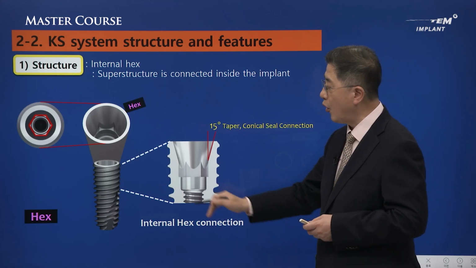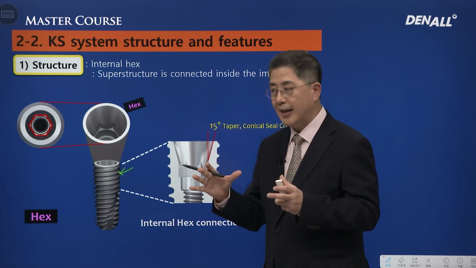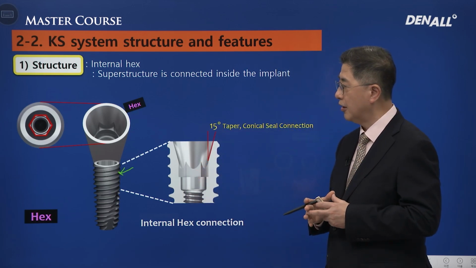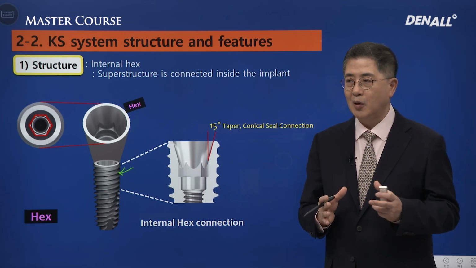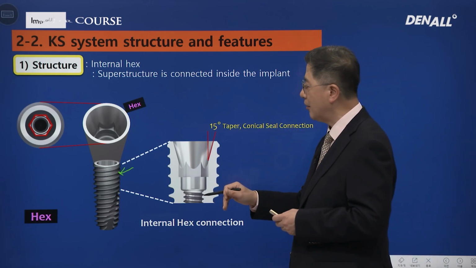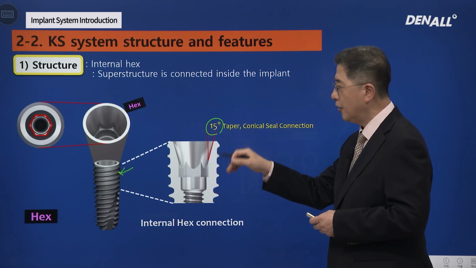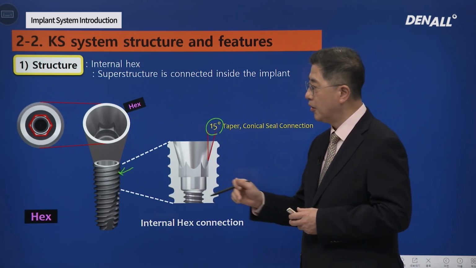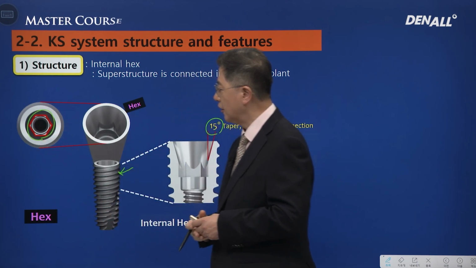The macro thread design, technically speaking, is the same. Length, specification, and diameter are mostly similar. Therefore, you can use the same surgical kit to place a KS implant. The only difference is the internal connection structure. The taper is 15 degrees and connection has become deeper. The diameter of the hex has become shorter.